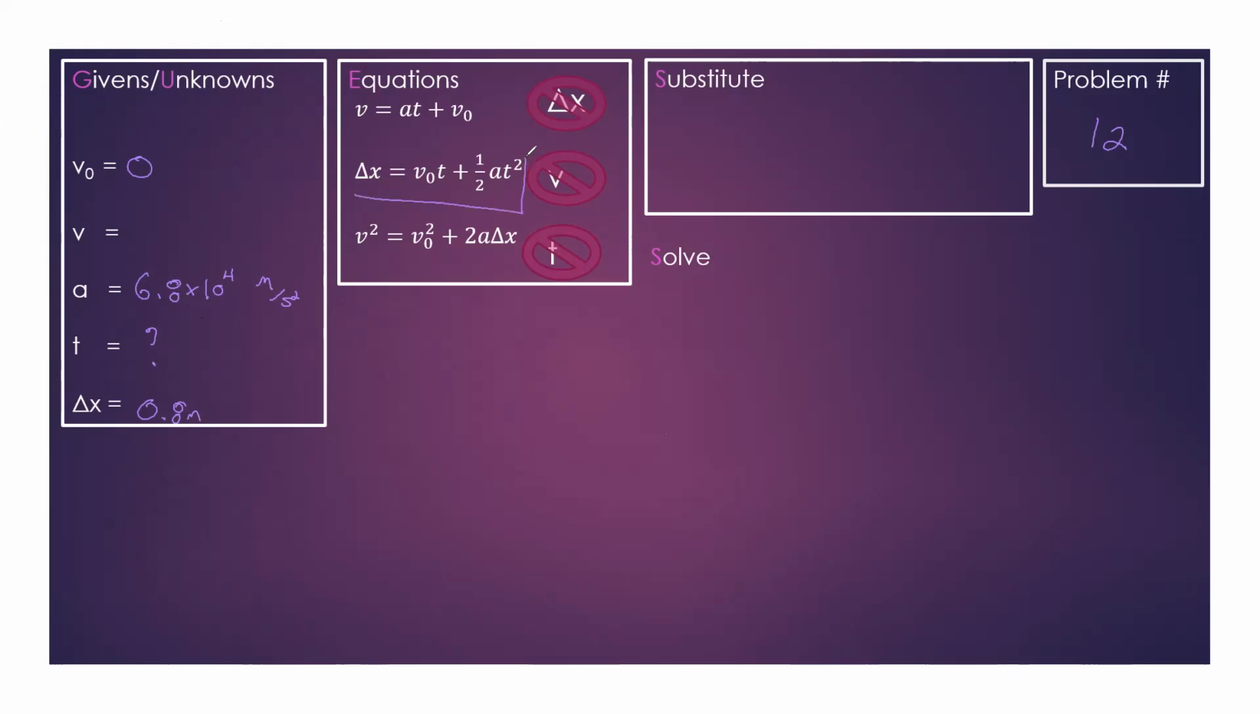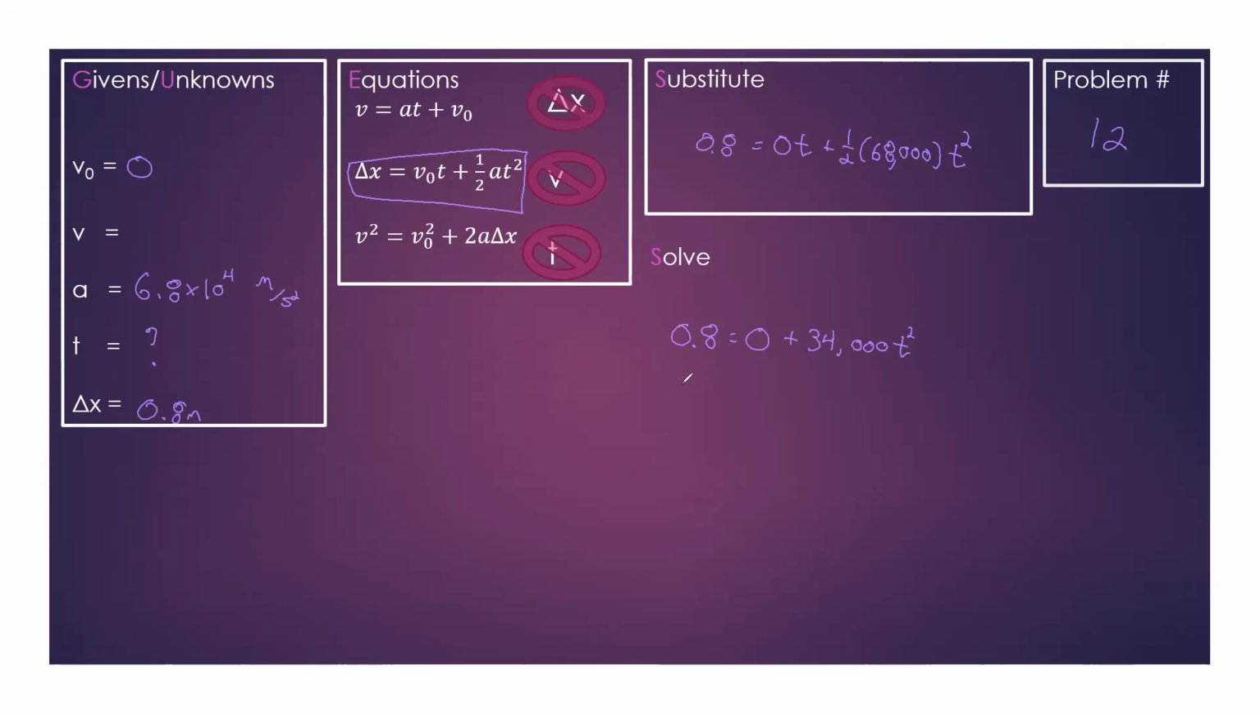So I'm going to come over here to the equation that does not have final velocity and say delta x equals v naught t plus 1/2 a. Just for the sake of this, that would be 68,000 meters per second squared. You can leave it in scientific notation if you want, t squared. So 0.8 equals 0, because 0 times anything is 0. Half of 68,000 is going to be 34,000 t squared.